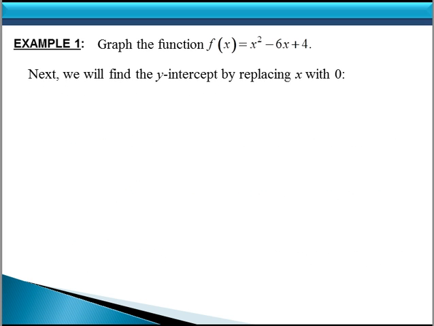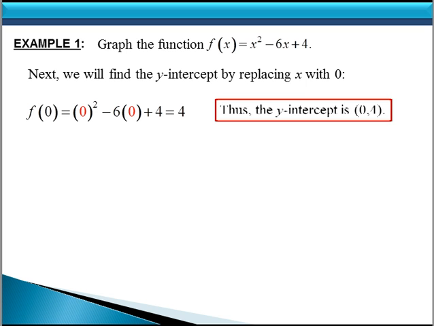Okay, so now let's find the y-intercept. And remember that we find the y-intercept by replacing all the x's with 0. So when we do that, we'll have 0 squared minus 6 times 0 is 0, plus 4, that's going to give us a 4. So that tells us the y-intercept is the point (0, 4).